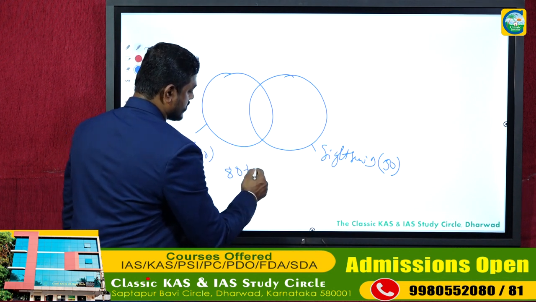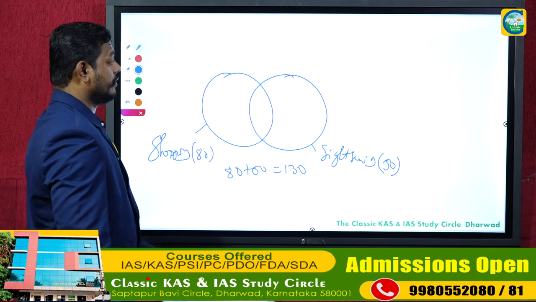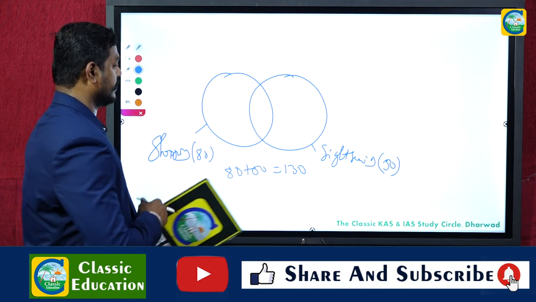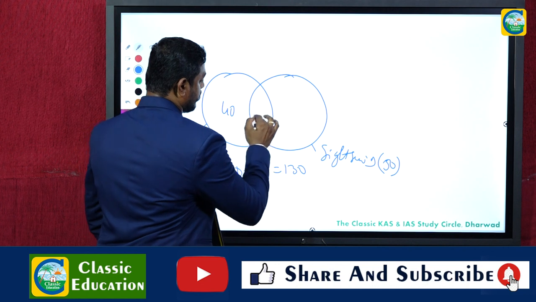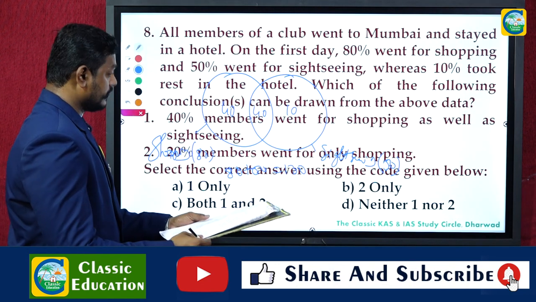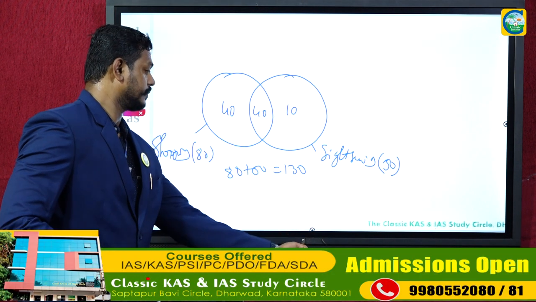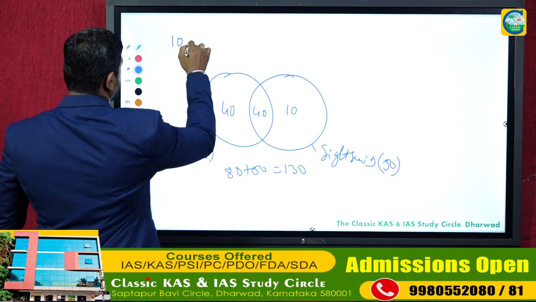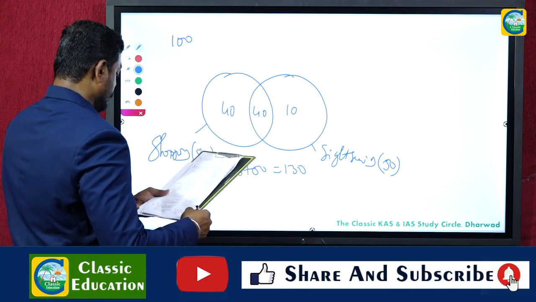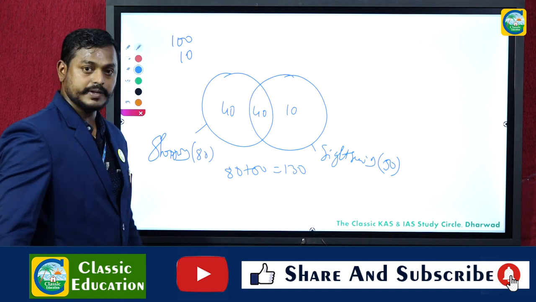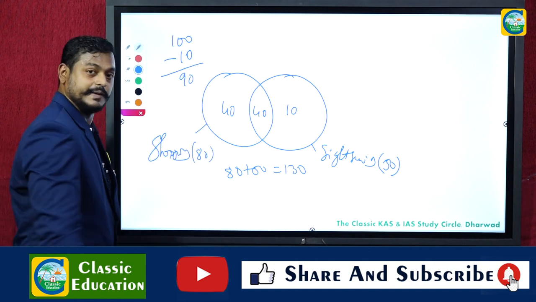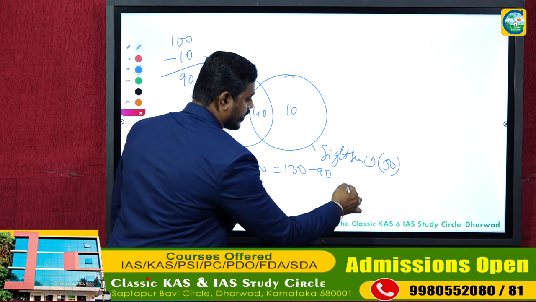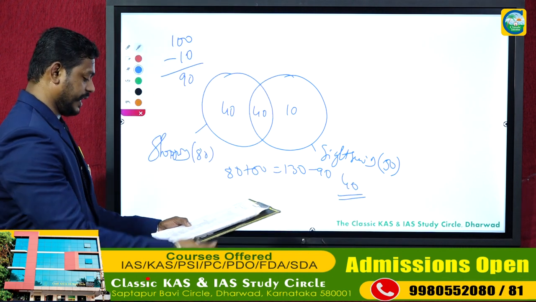For example, 80 plus 50 is 130. What they have said, 40% members went for shopping as well as sightseeing. For example, we'll take like this, 40, then 40, then it is 10. So first we get to know that the total number of members is 100. Then members who take the rest, that is 10%, means minus 90. So when we take 130, 80 plus 50, 130 minus 90, the remaining is 40. Let me check here.